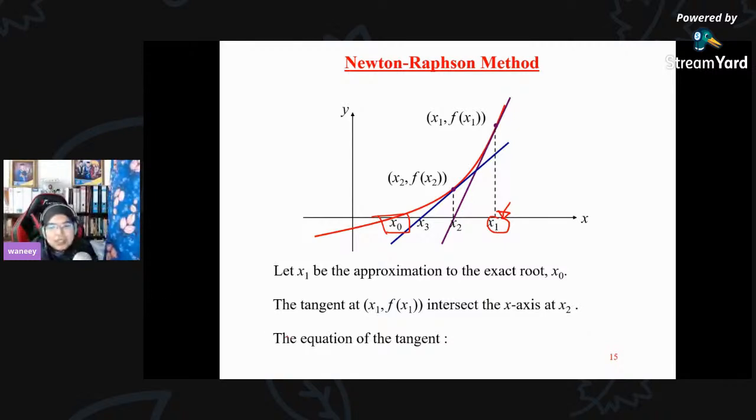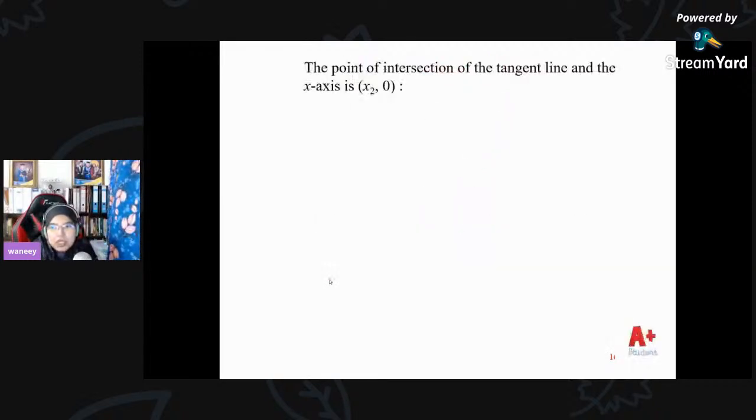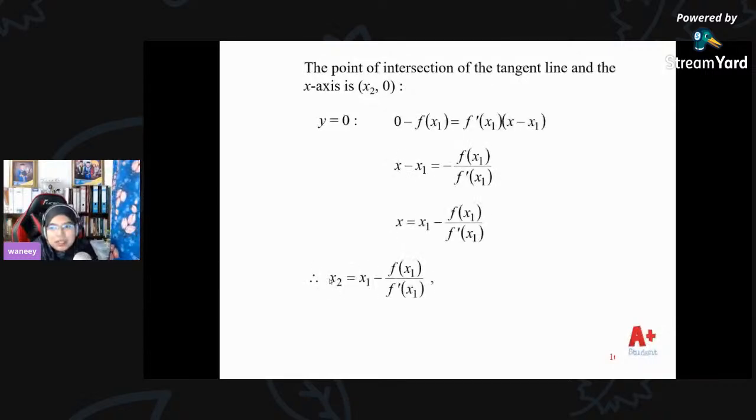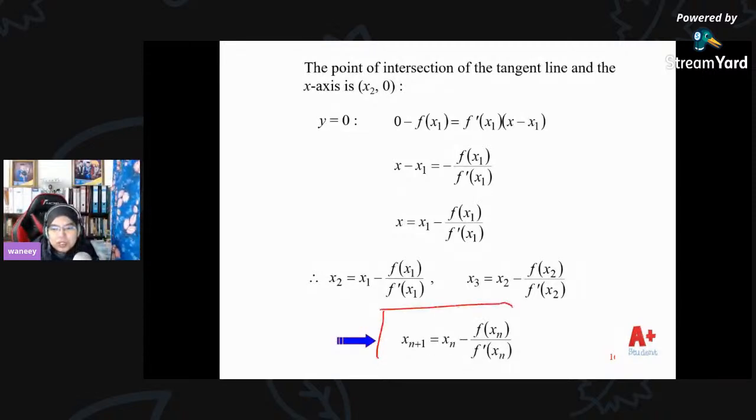Okay, so we can actually obtain the equation of the tangent. So if you use the formula to calculate the equation of the tangent, that is basically the formula. And then you can go on. Okay, so the most important thing. Right, so this is basically the formula that we are going to use for a Newton-Raphson method. Xn plus 1 is equal to xn minus f xn over f prime xn.